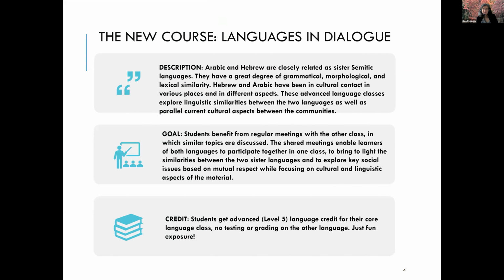Next slide, please. What do the students see when they go to the Yale catalog, and maybe they're intrigued by the title of the course and they want to see what it means? So the description goes as follows. Arabic and Hebrew are closely related as sister Semitic languages. They have a great degree of grammatical, morphological, and lexical similarity. Hebrew and Arabic have been in cultural contact in various places and in different aspects. These advanced language classes explore linguistic similarities between the two languages, as well as parallel current cultural aspects between the communities. And the goal is also outlined.